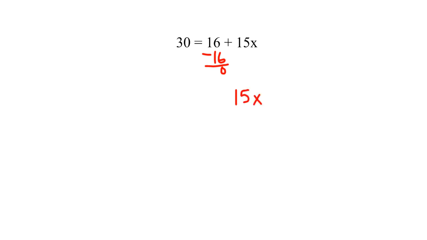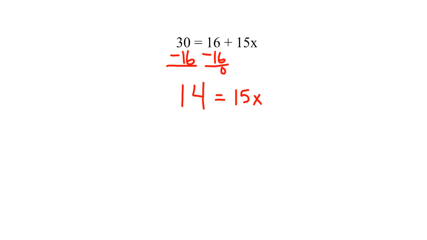Now this is an equation, this is mathematics, so we can't just throw numbers around. We have to be able to justify every step we take. If we are going to subtract 16 from one side of that equation and both sides are equal, I've got to do that same exact thing to the left hand side of the equation. So I am going to subtract 16 from 30, which is going to give me 14. So right now I've got 14 is equal to 15 times x, my variable.